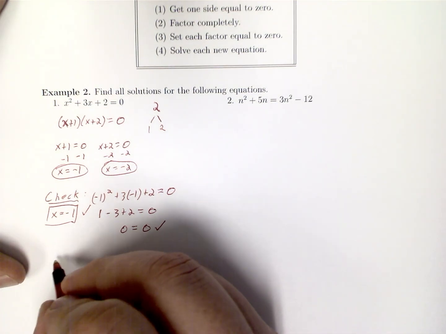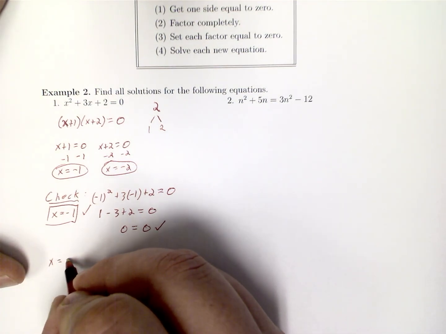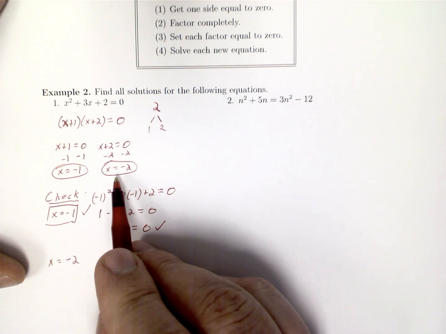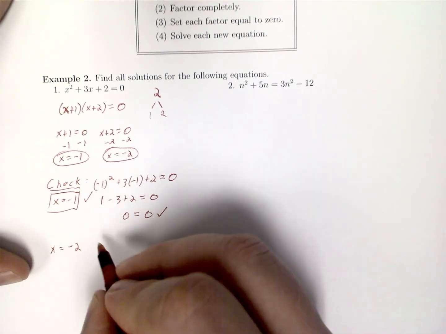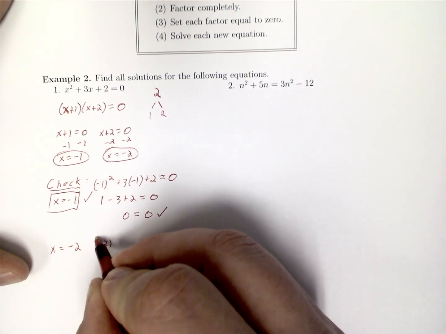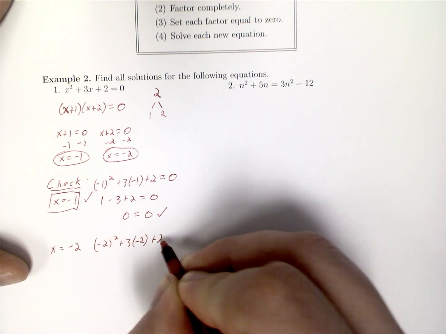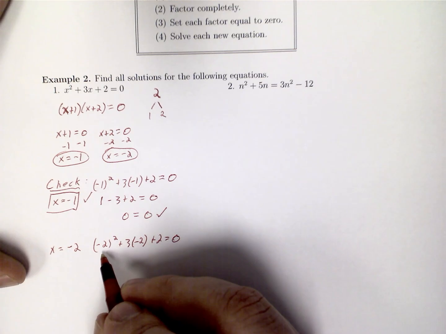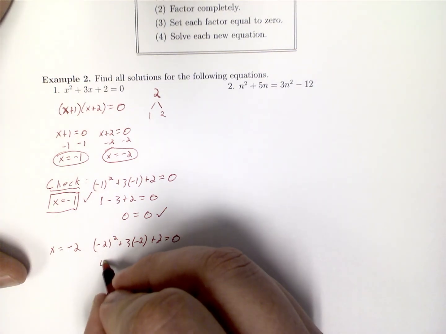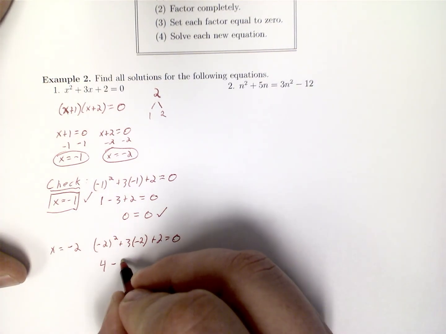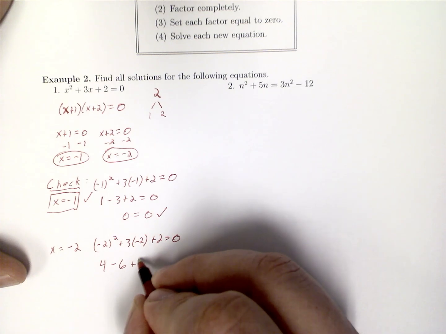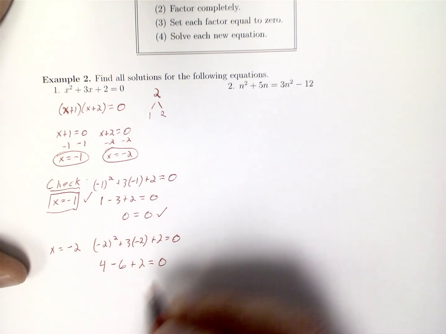All right, what about x equals -2? That's the other possible solution we got out. Well, let's plug that one in. -2 squared plus 3 times -2 plus 2 equals 0. -2 squared is 4. 3 times -2 is -6. Plus 2 is, does this equal 0?